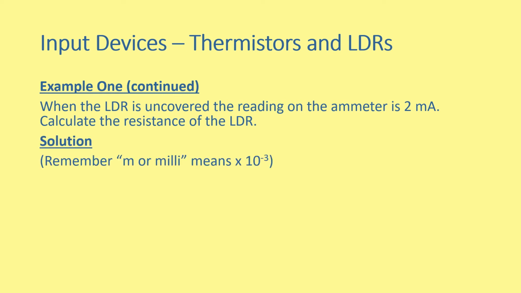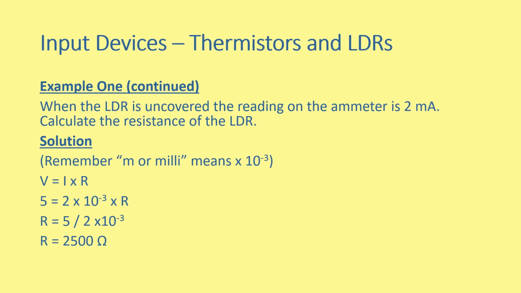Remember, m or milli means times 10 to the negative 3. Ohm's law, V is equal to IR. 5 is equal to 2 times 10 to the negative 3 times R, 5 being the supply voltage. The resistance is equal to 5 divided by 2 times 10 to the negative 3, which is equal to 2,500 ohms. A different question may ask us to work out the current given the resistance.